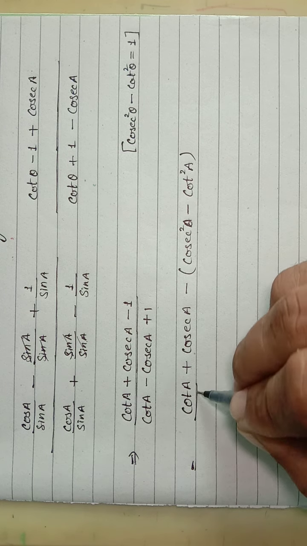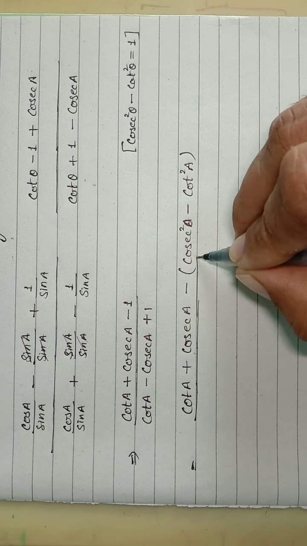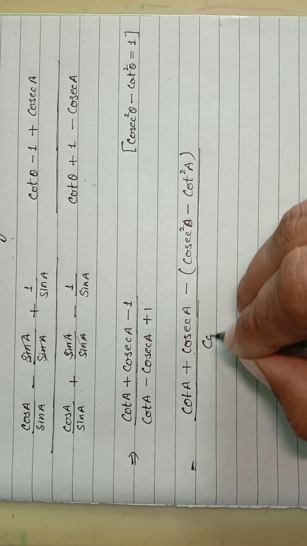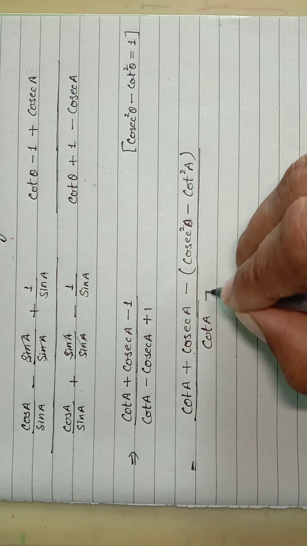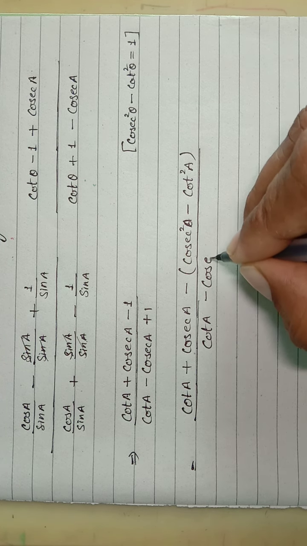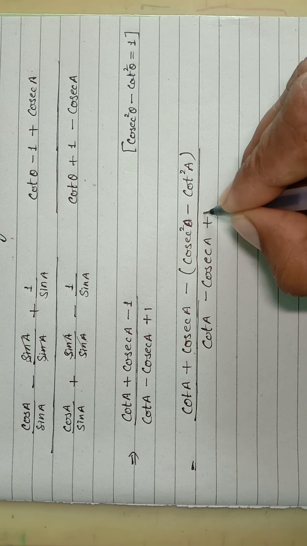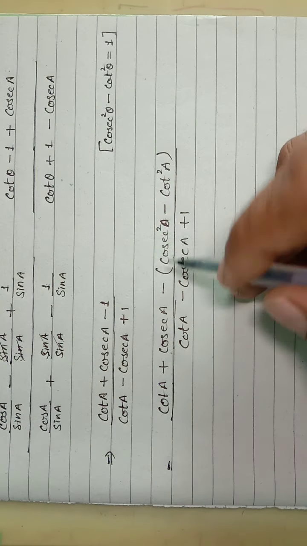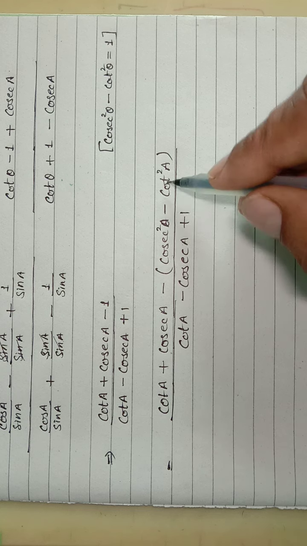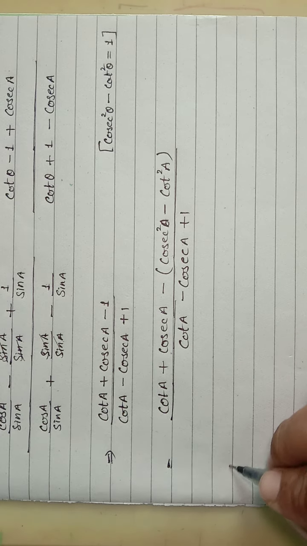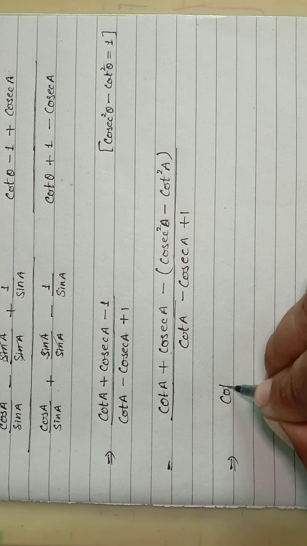Bracket close. In the denominator, there won't be any change, so we will write the denominator exactly as it was in the previous step, that is cosec A plus 1. Now if I open the bracket, both signs will be converted and I can write it another way, in terms of cot A.